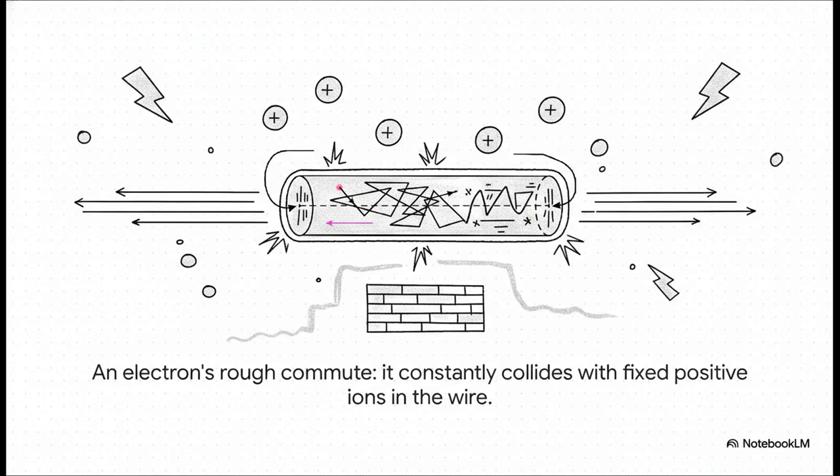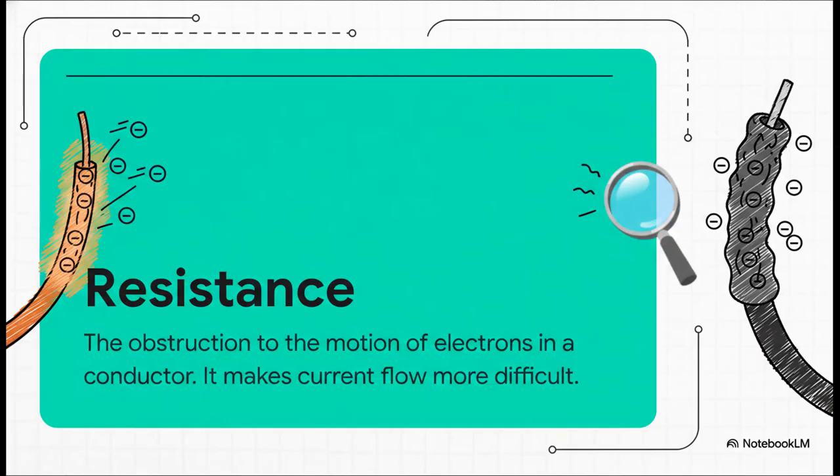This turns its path into a chaotic zigzag. It gets a push from the field, moves a tiny bit, then bam! It collides, loses some steam, gets another push, and on and on. This constant obstruction is just a part of life for an electron in a wire. And that constant bumping and blocking? That has a name. It's called resistance.